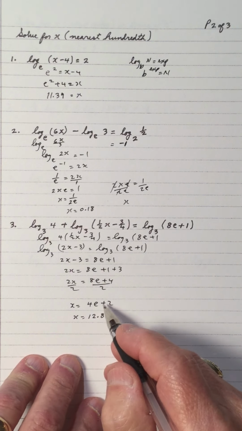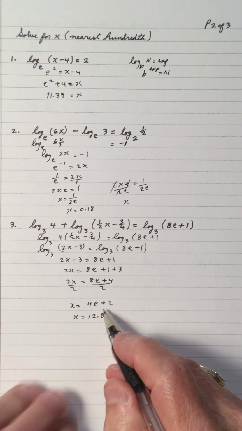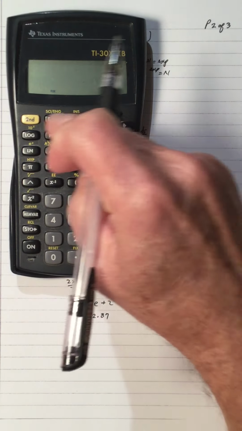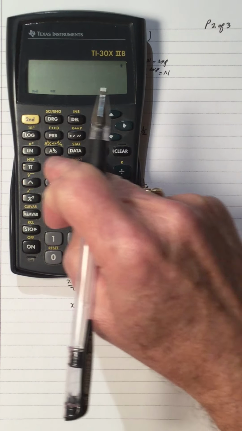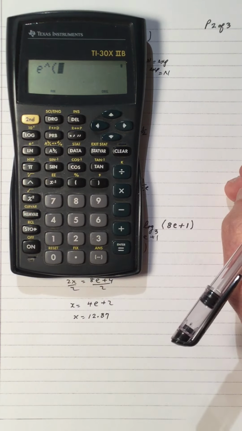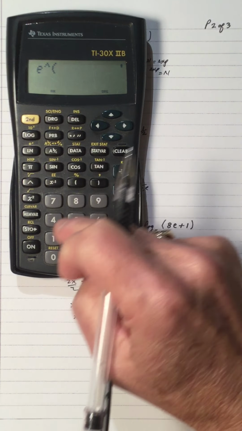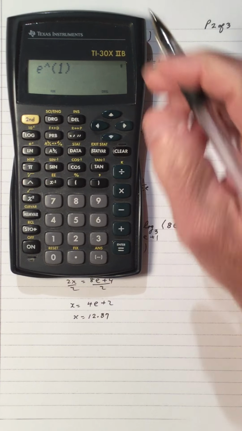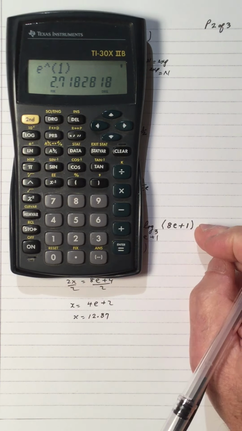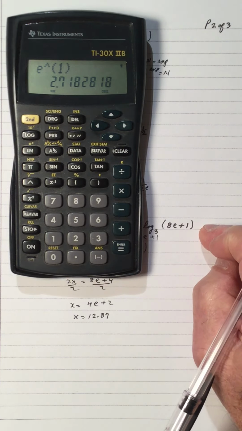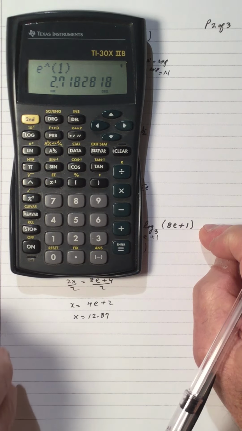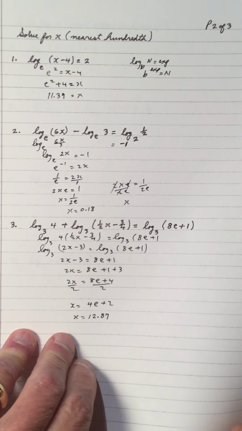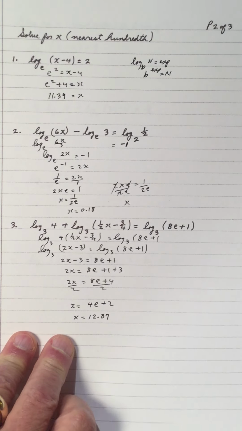On my Texas Instruments calculator, to get e, you have to go second function ln. That gives you what e is. And just to check, if we put a 1 in here, e to the 1 is e, and e should be 2.7. Let's see. Yep, 2.718. So that's when we find it to the nearest hundredth.